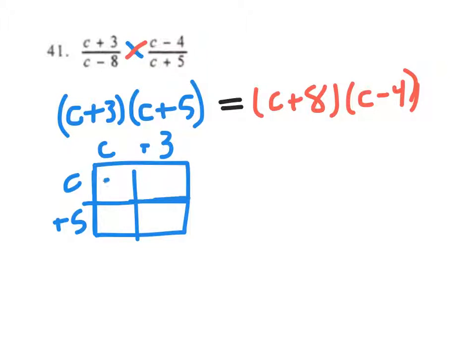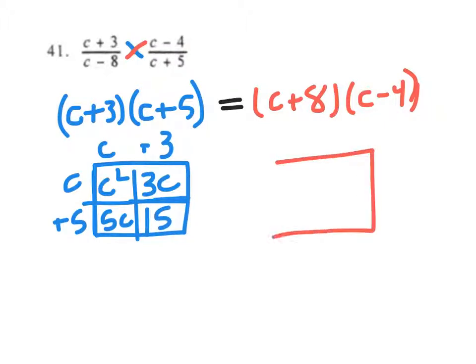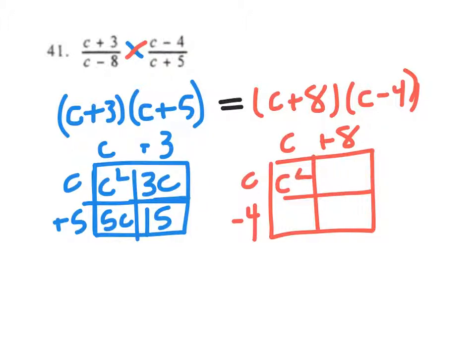If I do c times c, I get c squared. 3 times c is 3c. 5 times c is 5c, and 3 times 5 is 15. On the other side, we have c plus 8 and c minus 4. c times c gives me c squared. c times 8 gives me an 8c. c times negative 4 is negative 4c. And negative 4 times 8 is a negative 32.